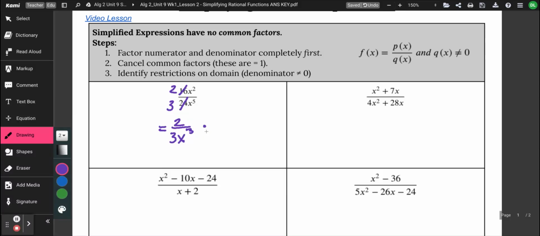And we need to identify restrictions. So if you go back to your original problem, x to the fifth is in the denominator, so x cannot equal 0.